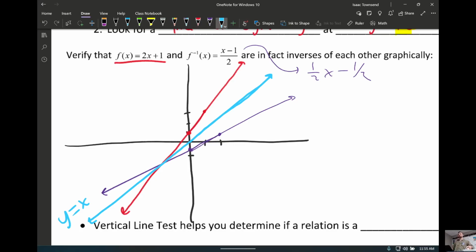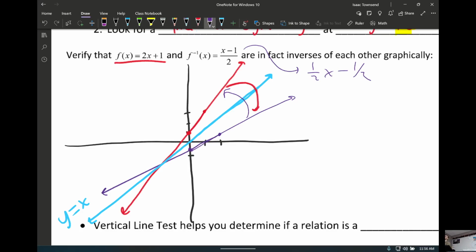Hopefully you can visualize this. The function, which is in red, could flip over y equals x and land on its inverse, the purple one. Or you could take the inverse function, which I graphed as purple, flip it over the y equals x line, and it would land on the red line, which is the function.